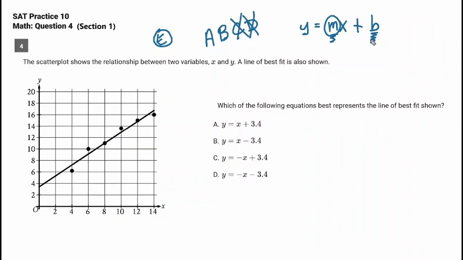What is b? It's the y-intercept, which means where the line crosses the y-axis. Where is it? Right here. It's like 3 and something maybe. Is it positive or negative? Well, again, it's definitely positive. So between A and B, does anything say negative? Yeah, B says negative. So that's gone. So the answer is A. It's a simple 2-step process. You get it right real quick and move on.